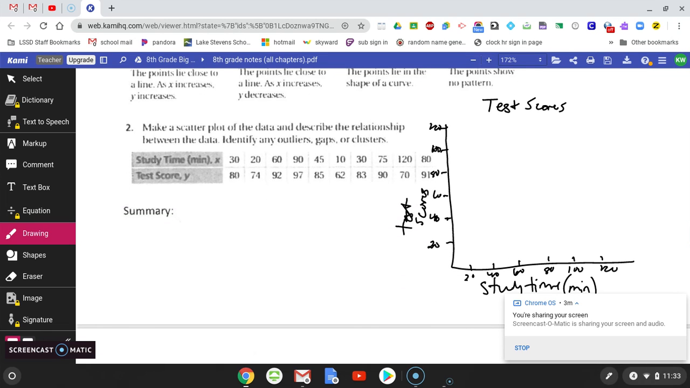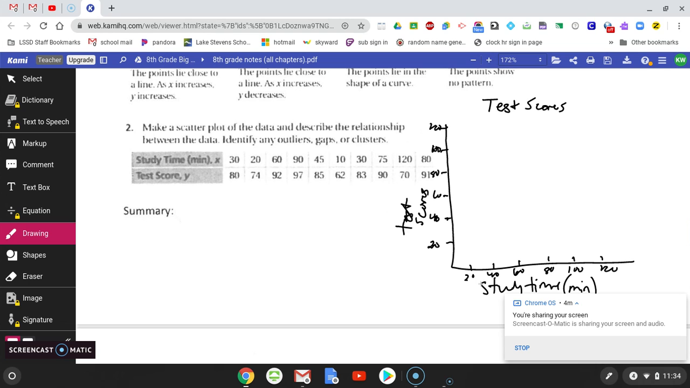All right, so there's one more for you to do. In this one, you are making a scatter plot of the data. And then you're going to describe the relationship between the data. You're going to identify any outliers, gaps, or clusters. So the first thing I'm going to do is draw in a general grid here. I decided to go by 20s for both my X and my Y axis. You can choose a different scale as long as you label it in. And then you're going to start plotting those points.